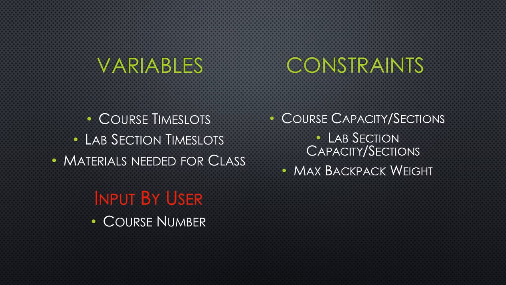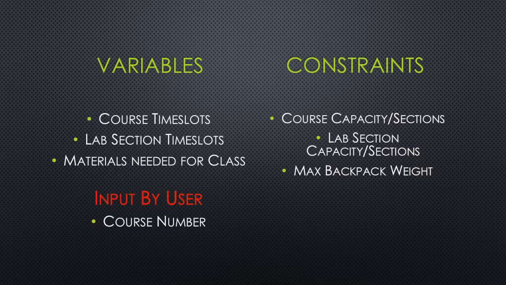The following are the variables and constraints that go into my program. The variables include the course time slots and lab section time slots, which are when the courses and labs take place during the week. Also, the materials needed for the class are included. Each course was assigned a number 1 through 3, categorizing them based on how much materials, such as textbooks and notebooks, they would each need. This variable is related to how heavy a backpack a student would have for a given schedule.